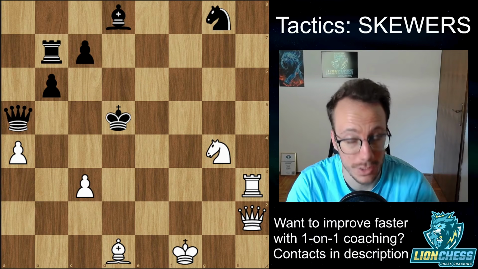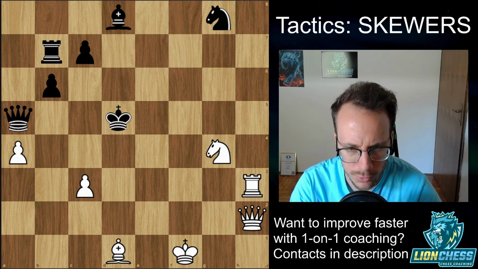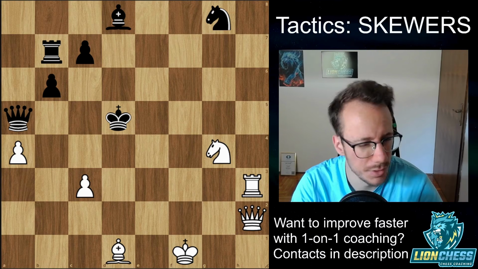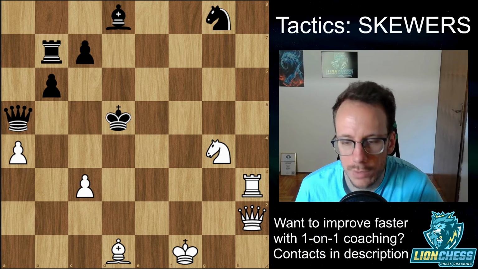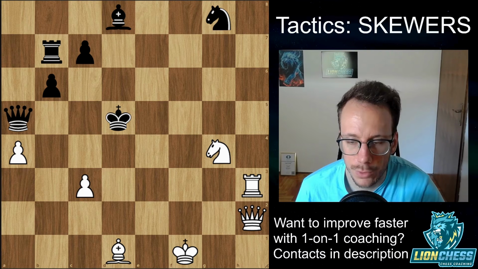In example 3 right now, pause the video and try to see every single skewer. There's a few of them. So I'm going to spoil the solution in 3, 2, 1. Hopefully that gave you time to pause the video. And all the skewers are the following.